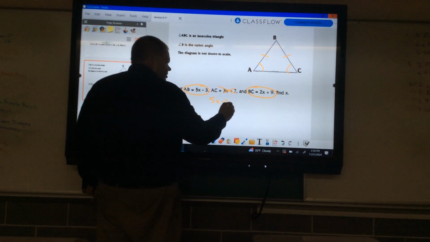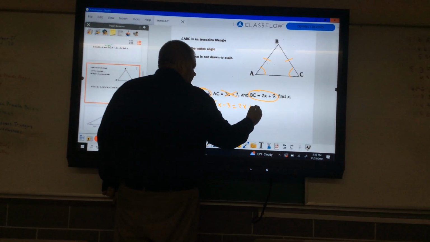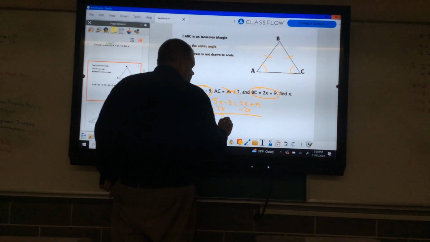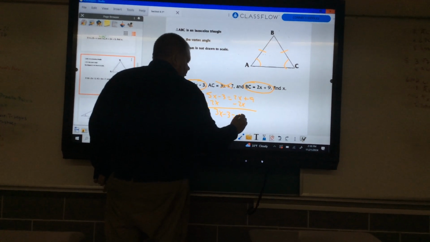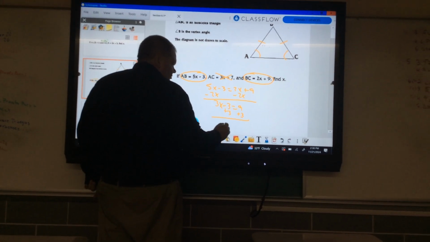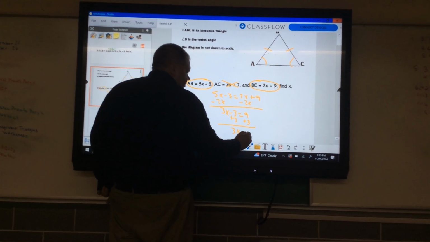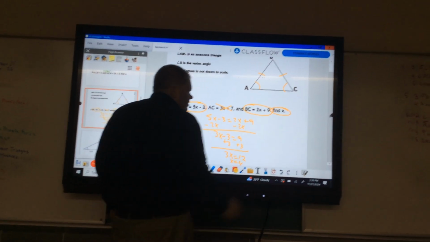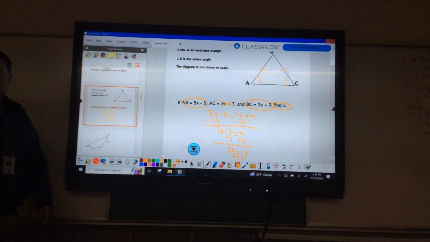So 5x minus 3 is going to equal 2x plus 9. We'll subtract 2x from both sides. So 3x minus 3 is 9. We'll add our 3 back to the other side. So 3x is 12, and our value for x is 4. Again, the question only asks us to find x, so we don't have to find any missing angles.